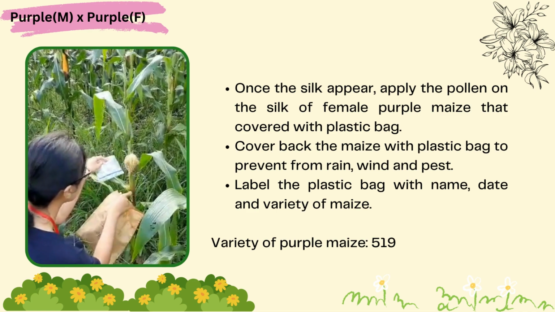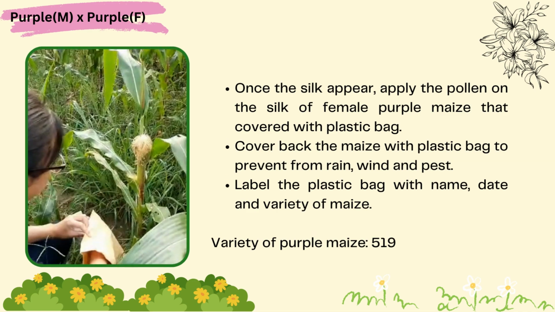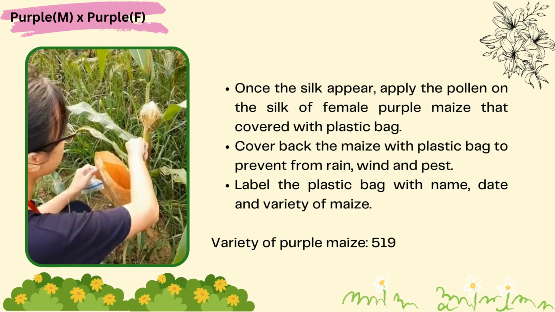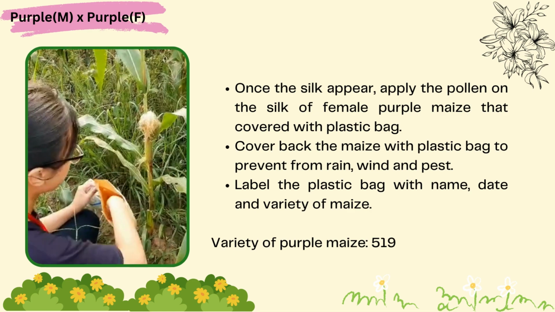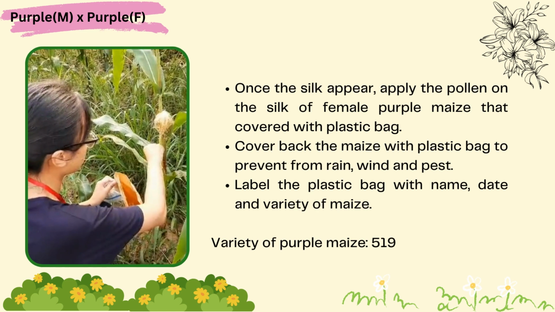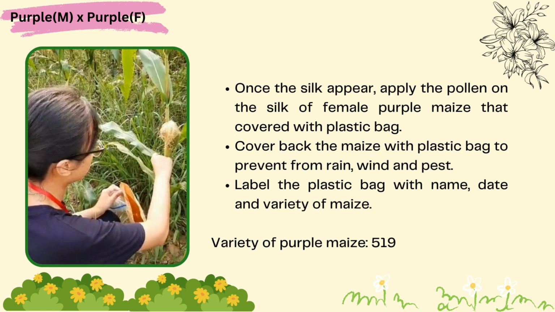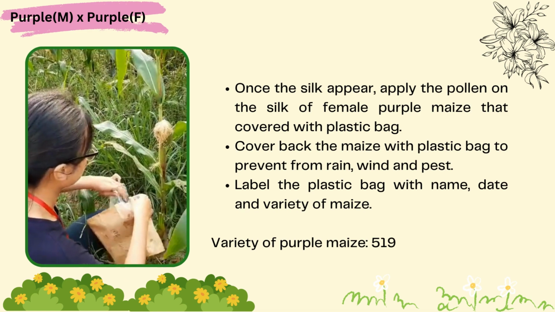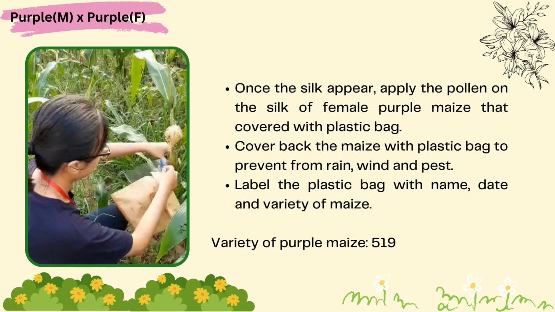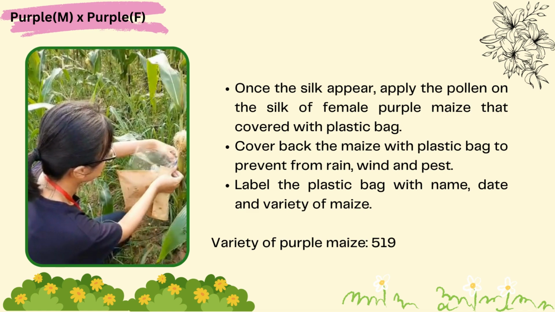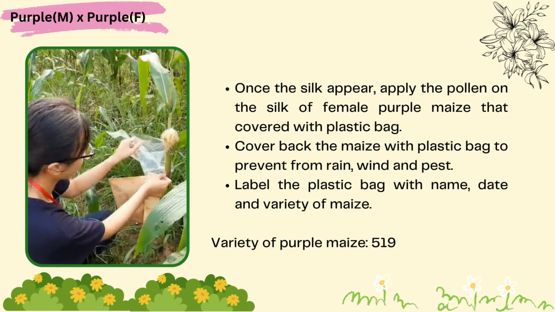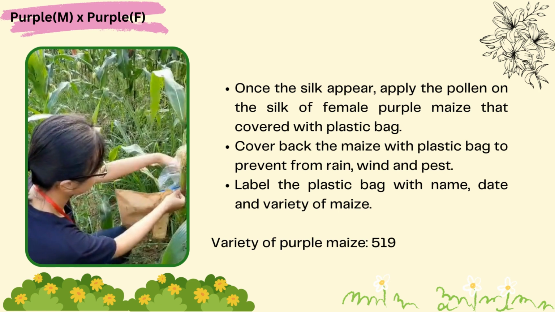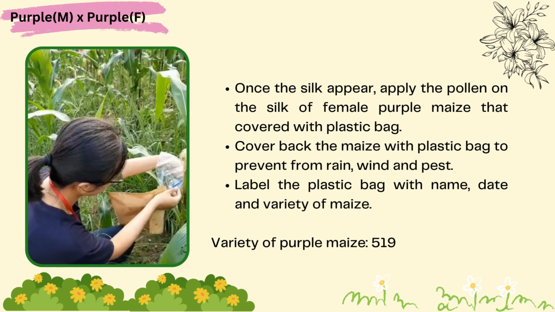Firstly, once the silk appears, apply the pollen on the silk of purple maize that is covered with a plastic bag. Then, cover the maize back with the plastic bag and staple it to protect from rain, wind, and pests. Lastly, label the plastic bag with name, date, and variety of maize, which is 519.